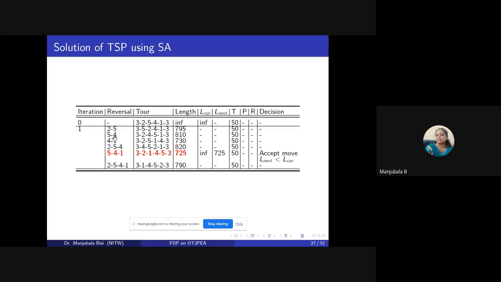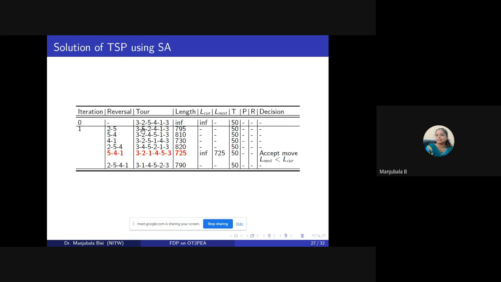Next, 5, 4 we can reverse, so 3, 2, 4, 5, 1, 3. Then 4, 1 you can reverse: 3, 2, 5, 1, 4, 3. Can we swap 1, 3? Why have I taken only three pairs of reversal here, 2, 5, 5, 4, and 4, 1? Why not 1, 3? If you reverse 1, 3, you get another solution, 3, 2, 5, 4, 3, 1. But that is not a feasible solution because the starting city and the ending city should be the same.